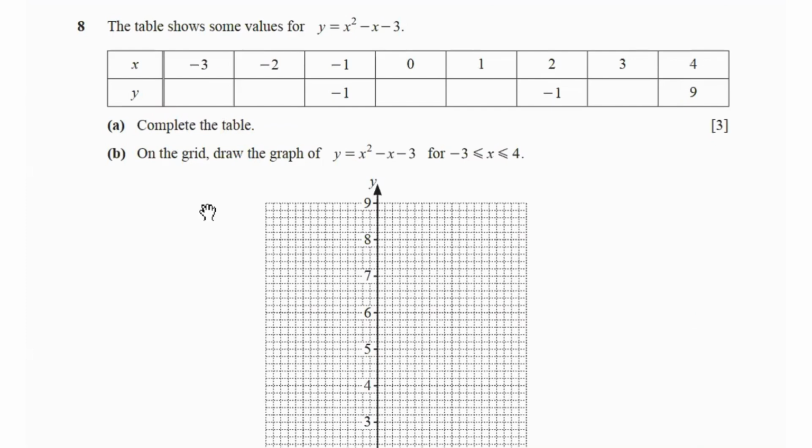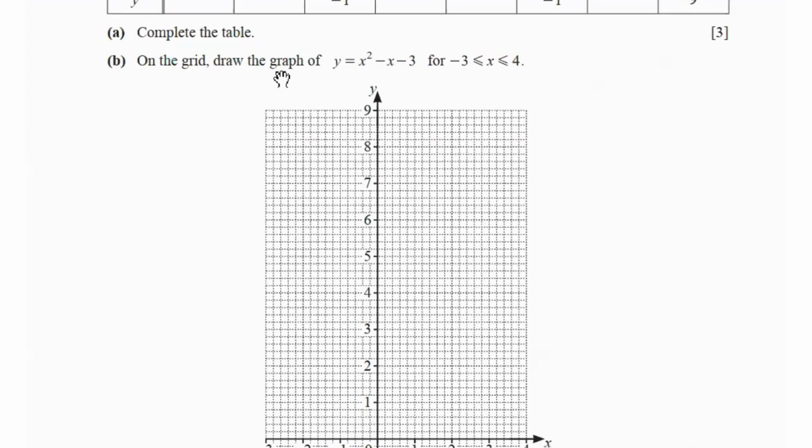Next question says that the table shows some values for y equals x squared minus x minus 3. We have to complete the table first. So we substitute the values of x into the given equation and find the corresponding y values. When you substitute x equals -3, what we should get is 9. When you substitute x equals -2, that's going to be 3. Then at 0, it's -3. And at 3, it's going to be 3. So these are your values for y.